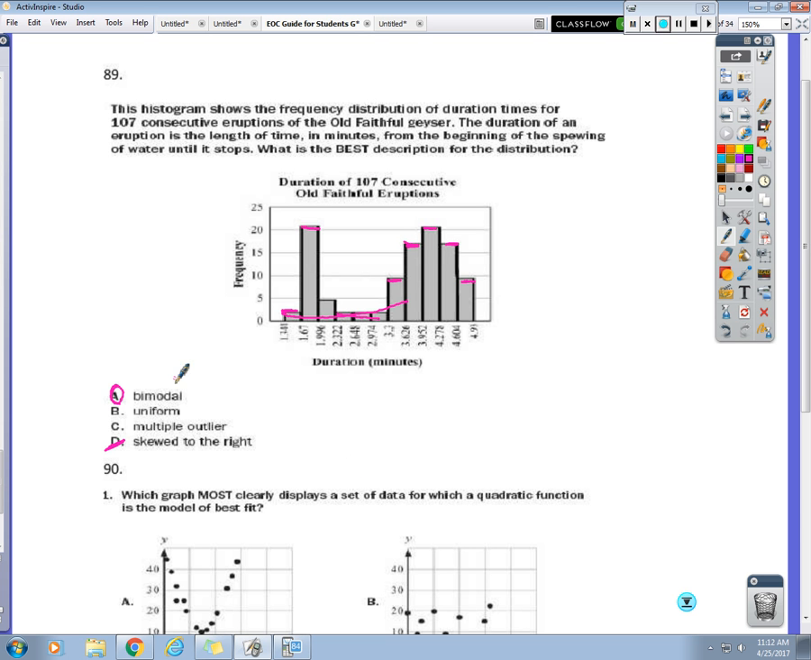It's not uniform. Uniform would be like a bell curve. Like if all this data were in the middle and then it got smaller on each side, that would be uniform. And then multiple outliers would mean there's a lot of stuff far from the data, but there's really not. Alright, number 90.